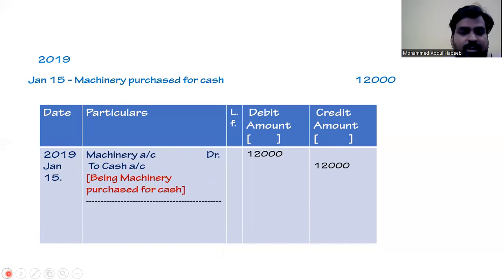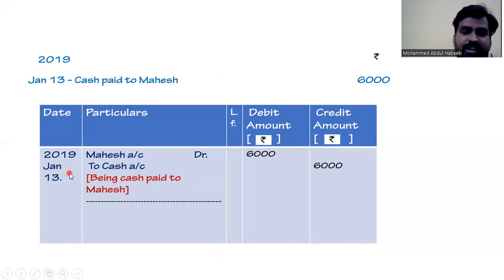So the date here will be taken as 2019 January 13. As cash is going from the business, cash will be credited, and as Mahesh is the receiver of the amount, Mahesh's name will be debited. So the journal entry on 2019 January 13 will be Mahesh account debit 6,000 to cash account 6,000, and the narration will be being cash paid to Mahesh.